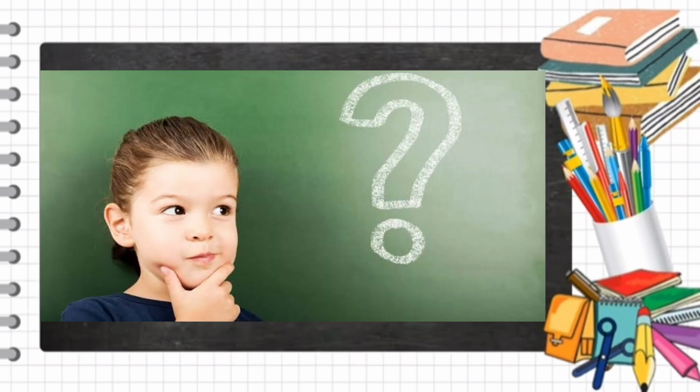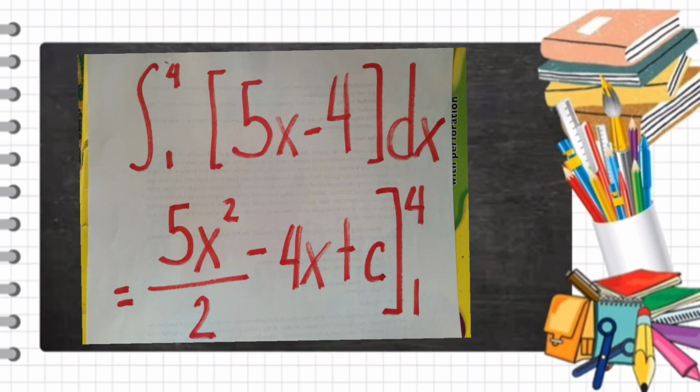Now, let's try another problem. Go ahead and evaluate this particular definite integral. First, let's find the antiderivative of 5x minus 4. You need to use the power rule. The antiderivative of x raised to n is x raised to the n plus 1 divided by n plus 1. The antiderivative of 5x is going to be 5x squared divided by 2, and the negative 4 is going to be negative 4x.